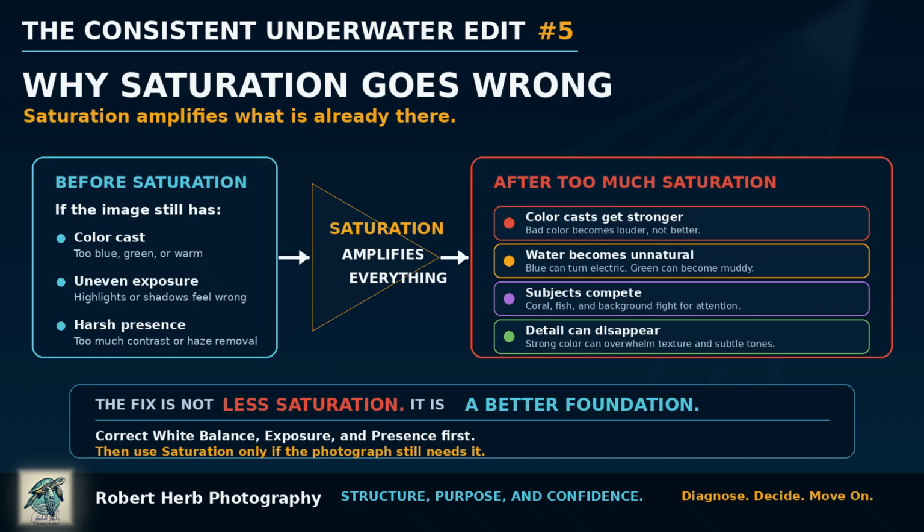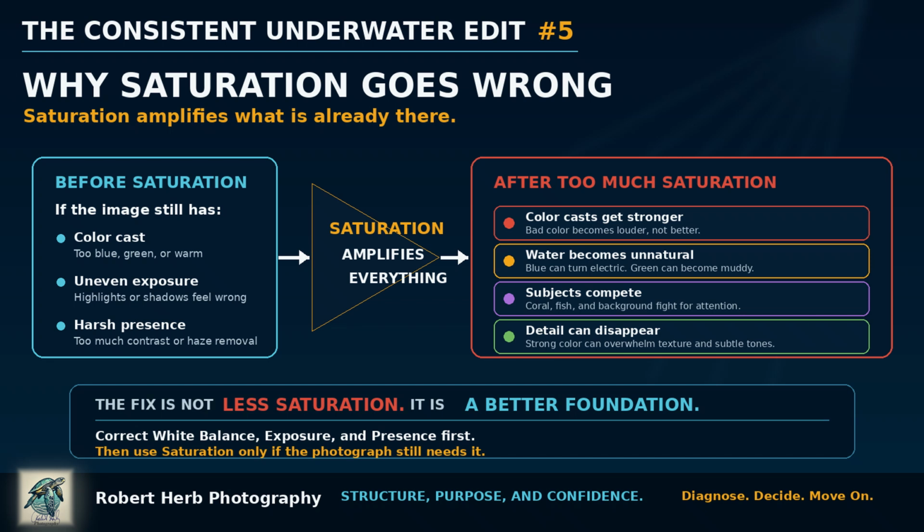This is why saturation can go wrong so quickly. Saturation does not know whether the color in the photograph is correct. It simply amplifies what is already there. So if the image still has a color cast, saturation makes that cast stronger. If the water is already too blue or too green, saturation can push it into something that no longer looks believable. If the photograph already has too much contrast or presence, stronger color can make the image feel even harsher. And when every color gets louder, the subject can lose its visual priority because everything starts competing for attention.